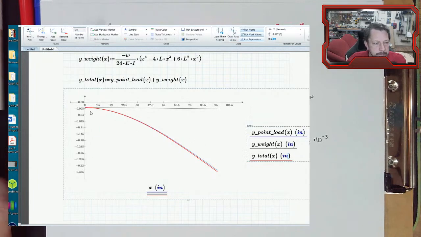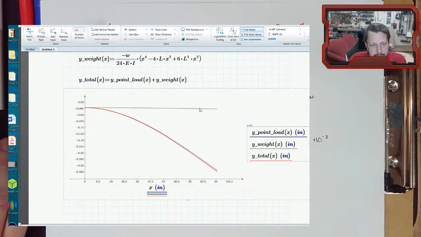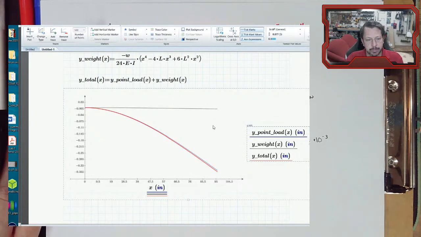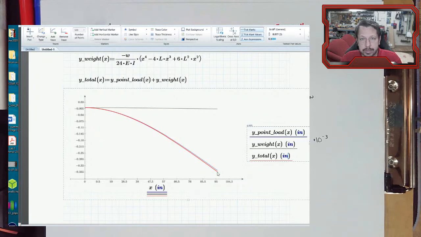So there's that top line, not the axis line, but the top line here is the beam self-weight. The blue line is the deflection from the point load, and then the red line is basically those two equations added together to get the total deflection of the beam. And so that's what superposition is. You're taking two individual load cases in this situation where you have a beam with loads on it, and you isolate them, look at them one at a time, and then add those results together to get the total effect.